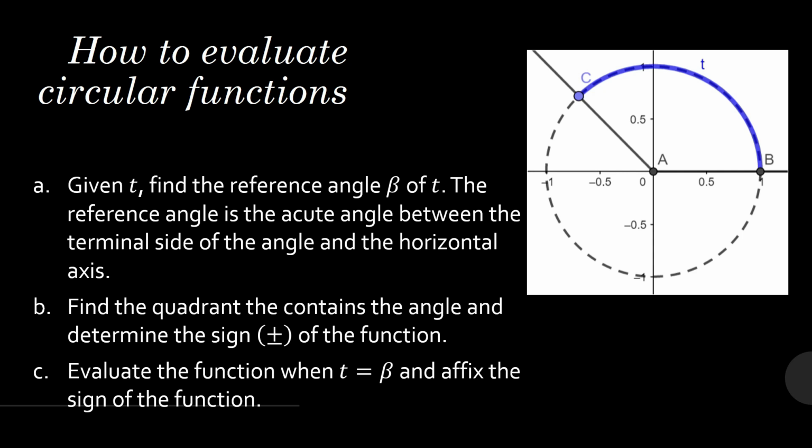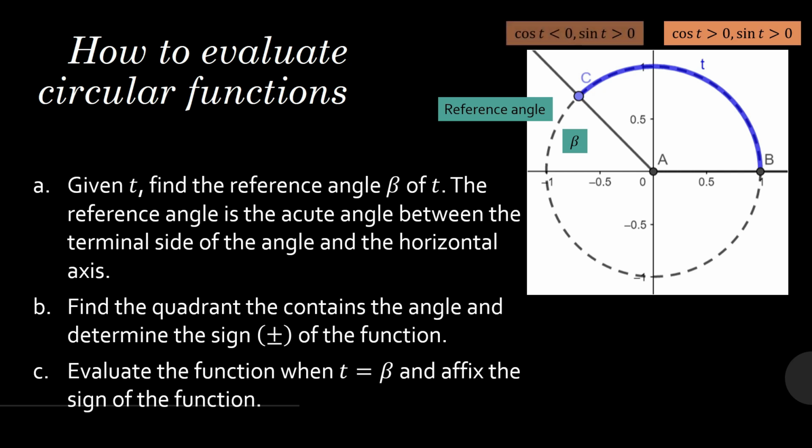Our understanding is an angle is in a certain quadrant if the terminal side is in that quadrant, or when the end point of the arc of the unit circle is in that quadrant. And we are interested to know what quadrant contains your angle because the sign, positive or negative, of your circular functions depends on the quadrant that contains your angle.